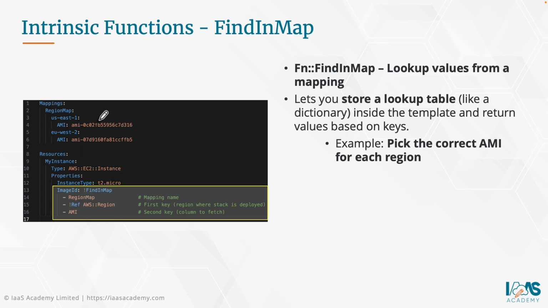It's going to identify the first key as the region. So, okay, we're in us-east-1, let's pick that up. That is the region where the stack is being deployed. And then the AMI that I need to use is the second key, or the column to fetch, in order to ensure I'm picking the right AMI for that region. So it lets you store a lookup table inside the template and return values based on those keys.